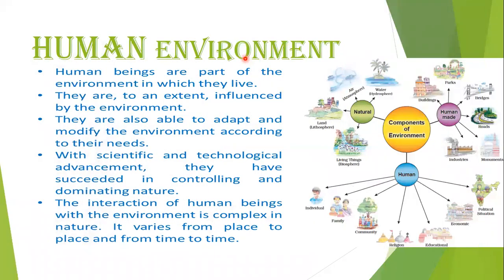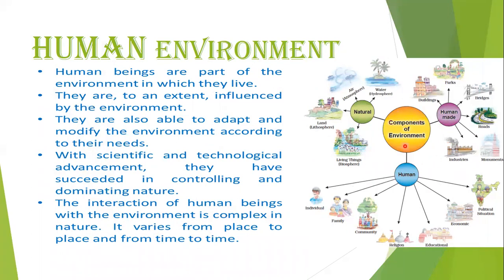Human environment. Humans are parts of the environment in which they live. They are to an extent influenced by the environment. They are also able to adapt and modify the environment according to their needs. With scientific and technological advancement, they have succeeded in controlling and dominating nature. The interaction of human beings with the environment is complex in nature. It varies from place to place and from time to time.